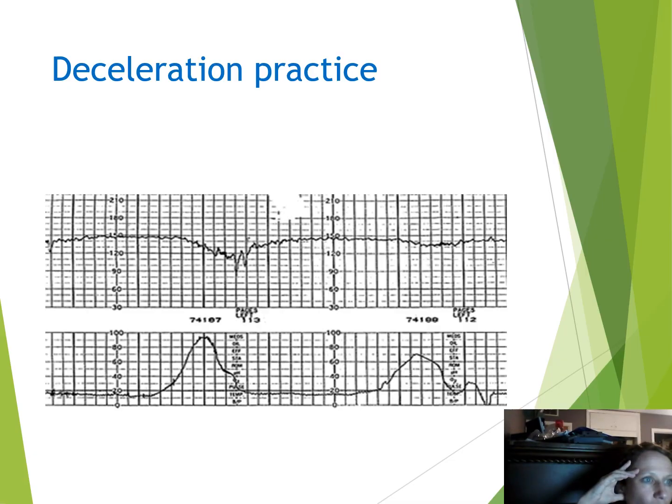So we're looking at what's our baseline. Our baseline looks like 145. What's our variability? It looks like minimal. And do we have any accels? Oh, definitely not. And do we have any decels? We surely do. Looks like we have at least 1 late deceleration right there.